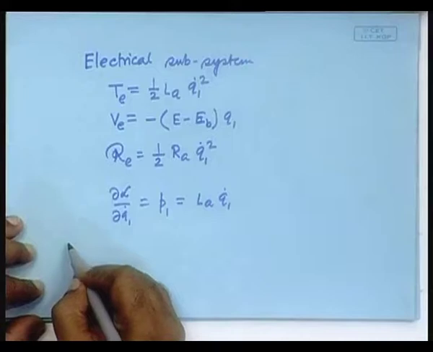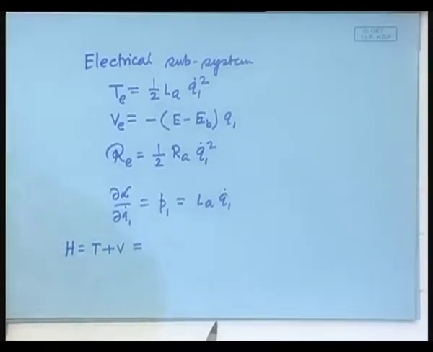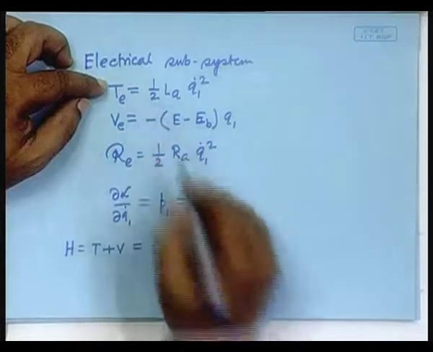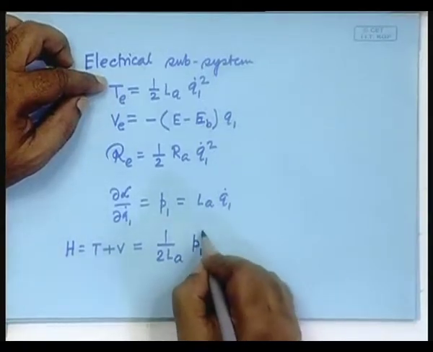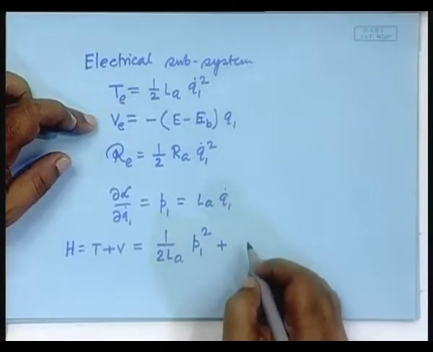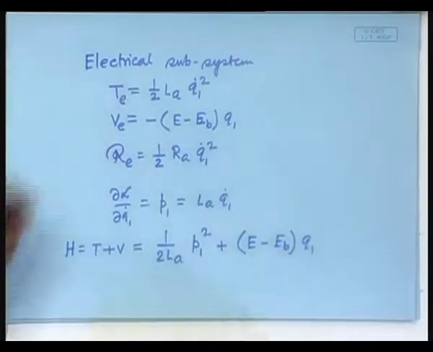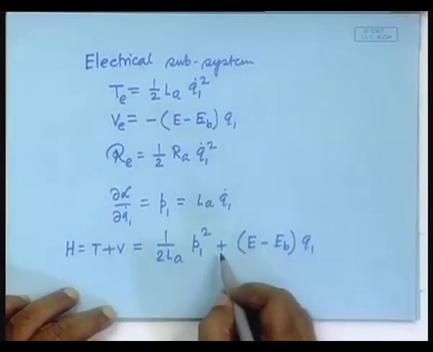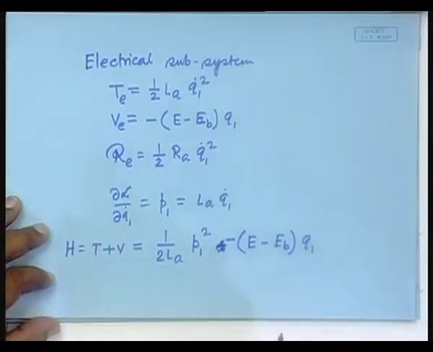So, now we can write your Hamiltonian function as T plus V. T we substitute here, so that we can express it in terms of P. It will be 1 by twice LA in the denominator, P1 square, this term, plus V. So, it becomes minus (E minus EB) Q1. Yes, sorry, T plus V, it is minus, you are right. So, this is the Hamiltonian function.